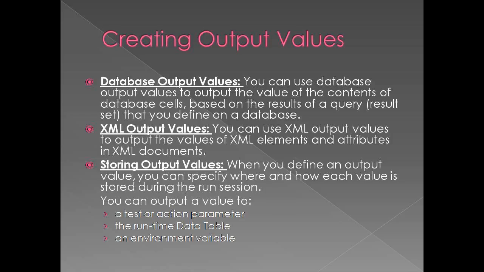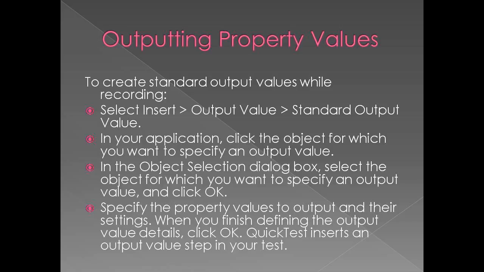Storing output values. When you define an output value, you can specify where and how each value is stored during the run session. You can output a value to a test or action parameter, the runtime data table, or an environment variable. You can use standard output values to output the property values of most objects. You can also use standard output values to output the contents of table cells. You can create standard output values while recording or editing your test.